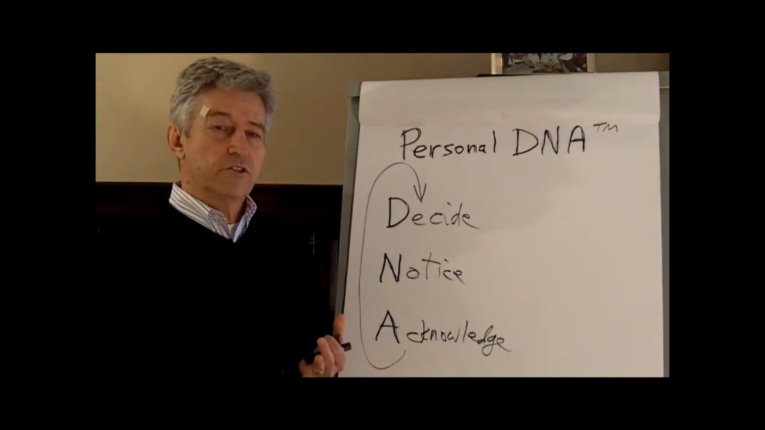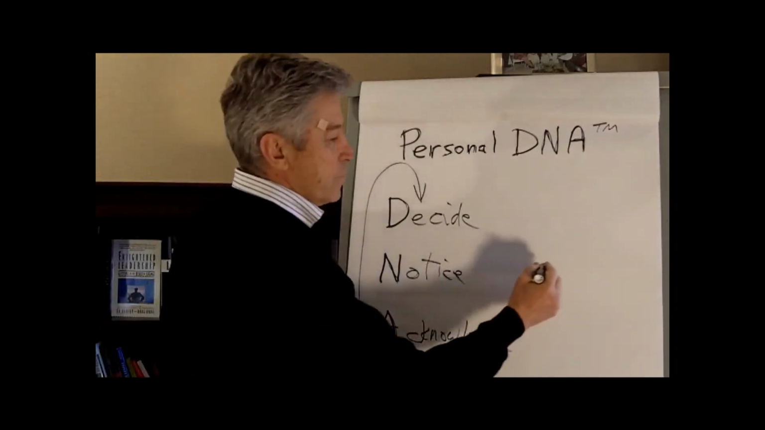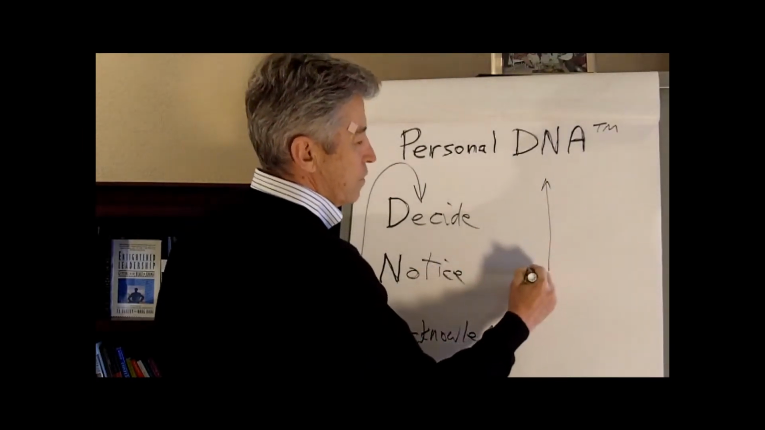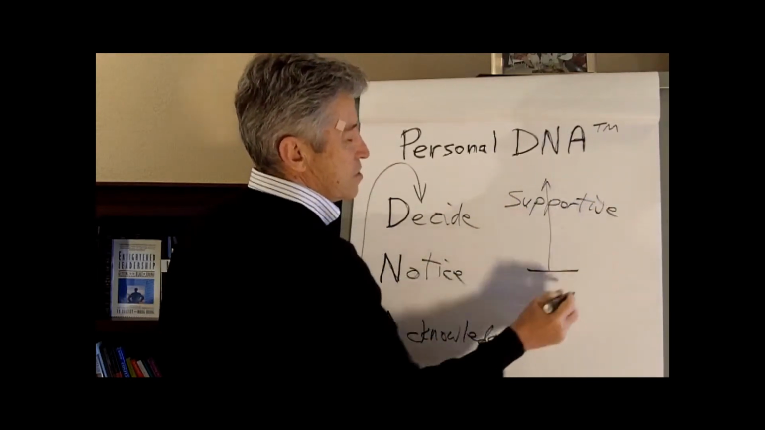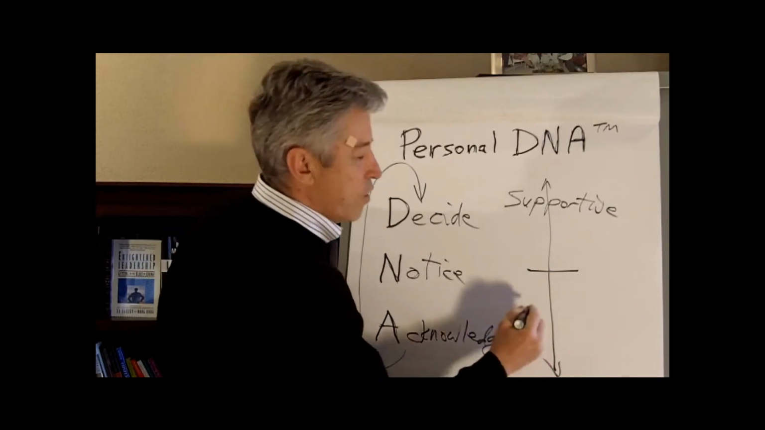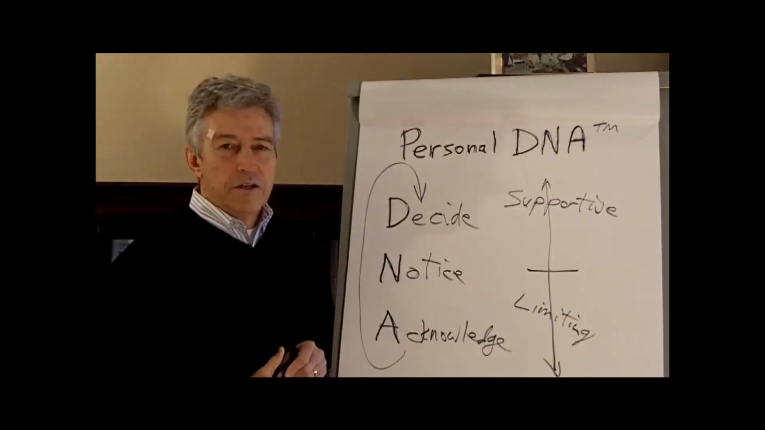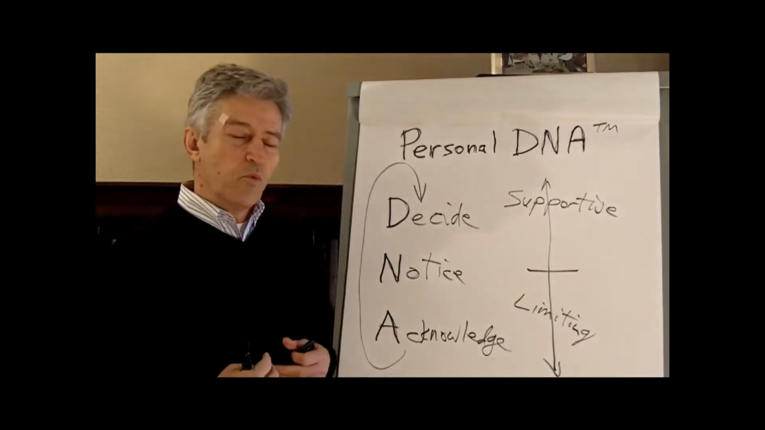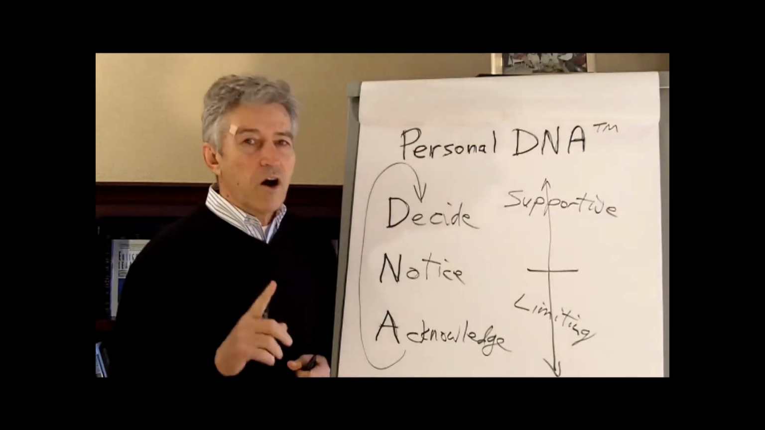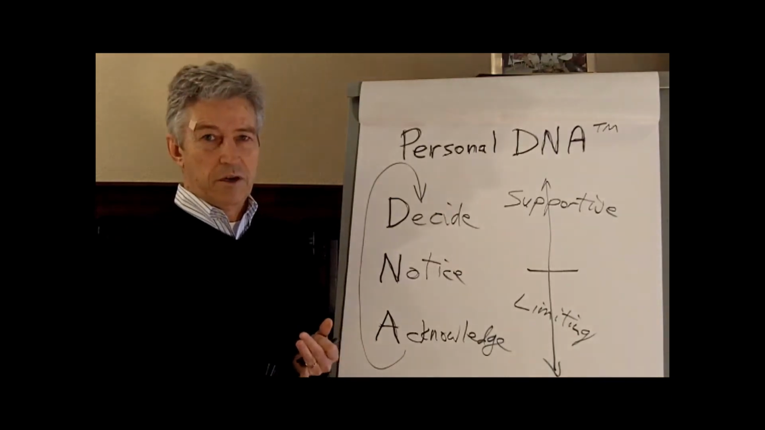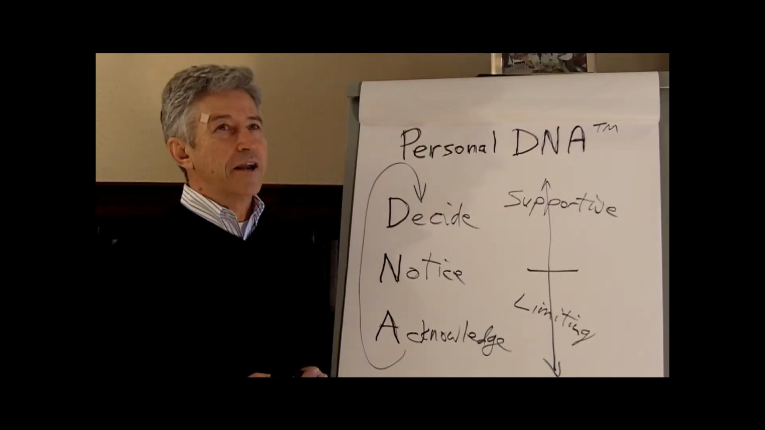So I invite us to look, for instance, the first piece is, what are the decisions? And let me define something. I'm going to say that decisions on this scale are supportive decisions. And I'm going to say decisions going in this way are limiting decisions. Okay, now let's take it one step at a time. Let's look at ourselves. What are the limiting decisions that we've made about ourselves? Where have we caught ourselves saying, I'm not good at something? I could never do that. Oh, that's not me. I couldn't do that.